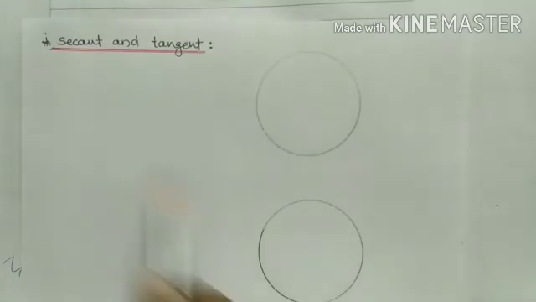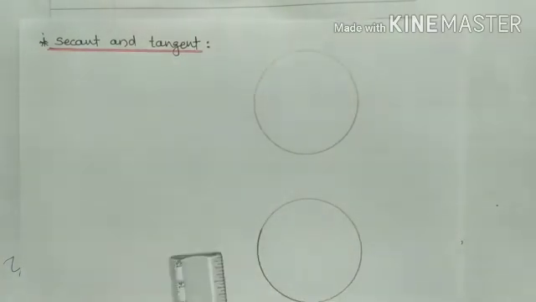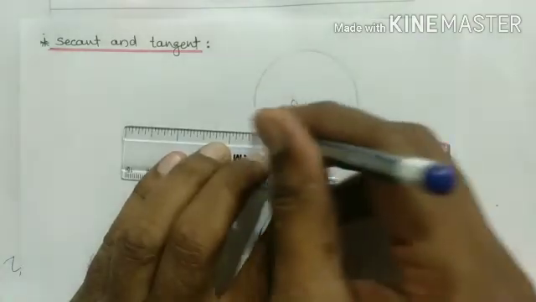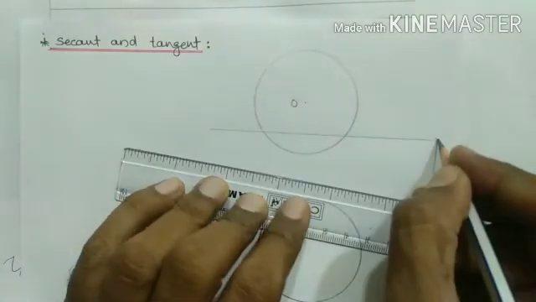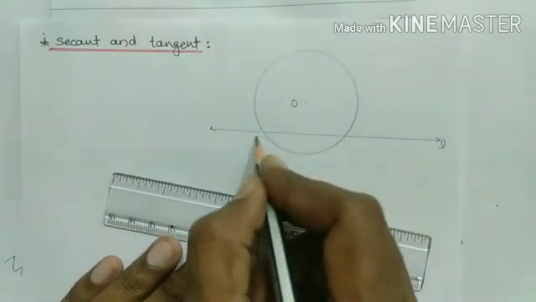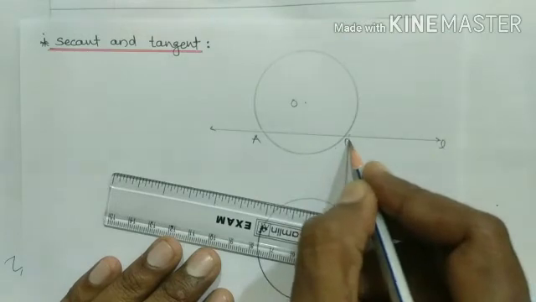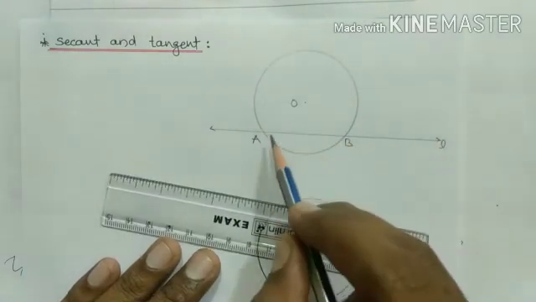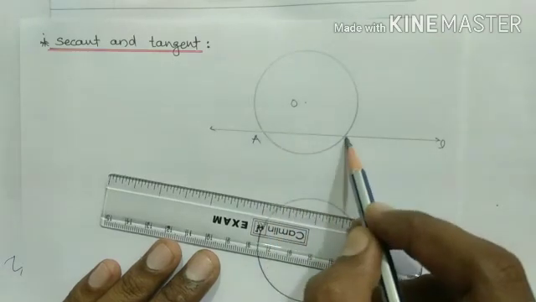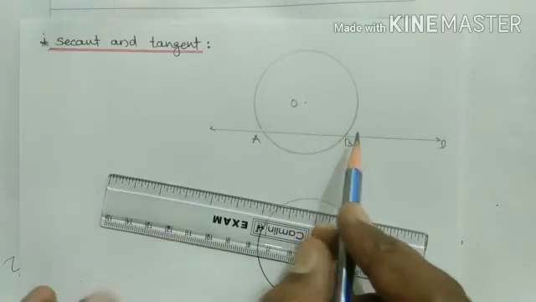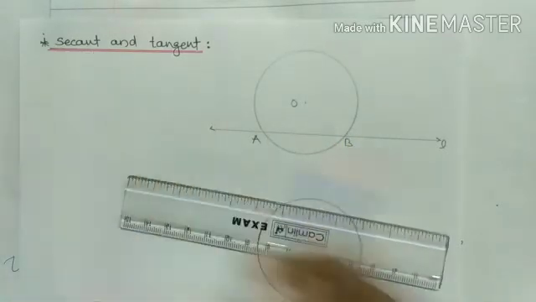Now the next point is secant and a tangent. Here this is the circle having center O. When you draw a line, this line, see, suppose this line is line L, which intersects the circle in two distinct points A and B. Here this line L intersects the circle in two distinct points, so this line is called the secant of the circle. This is the secant of the circle.